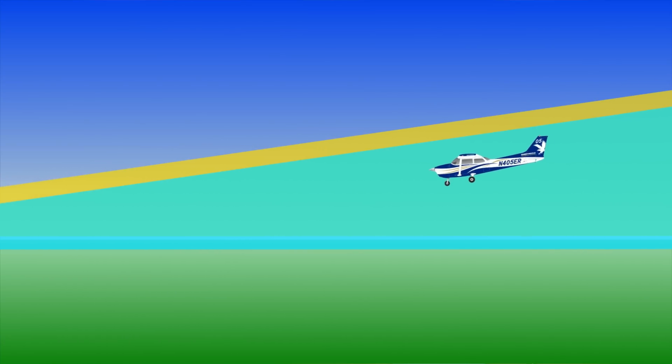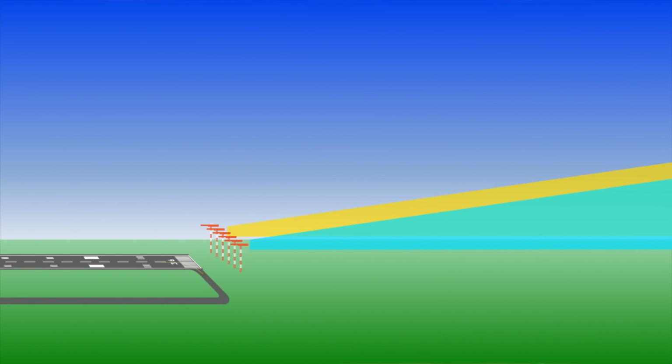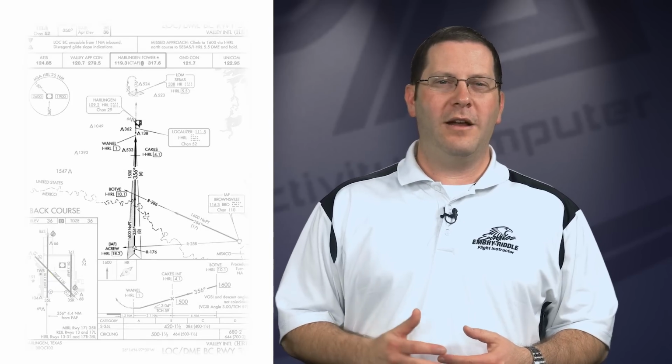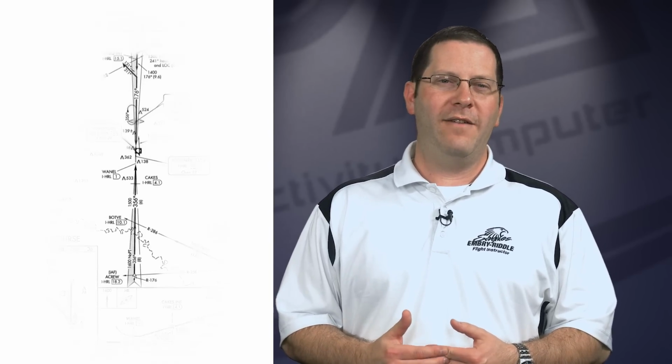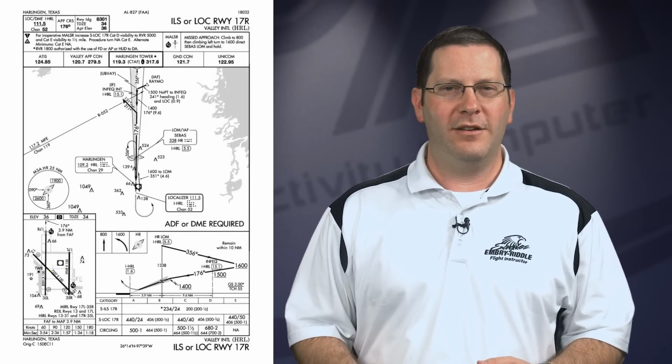The back course refers to the signals emitting from the back side of the antenna, which means it's located on the approach end of the runway you're landing on. You'll find localizer back course approaches on runways that already have ILS or localizer approaches installed, but pointed in the opposite direction. The localizer back course approach allows for approaches in both directions with only one system installed.